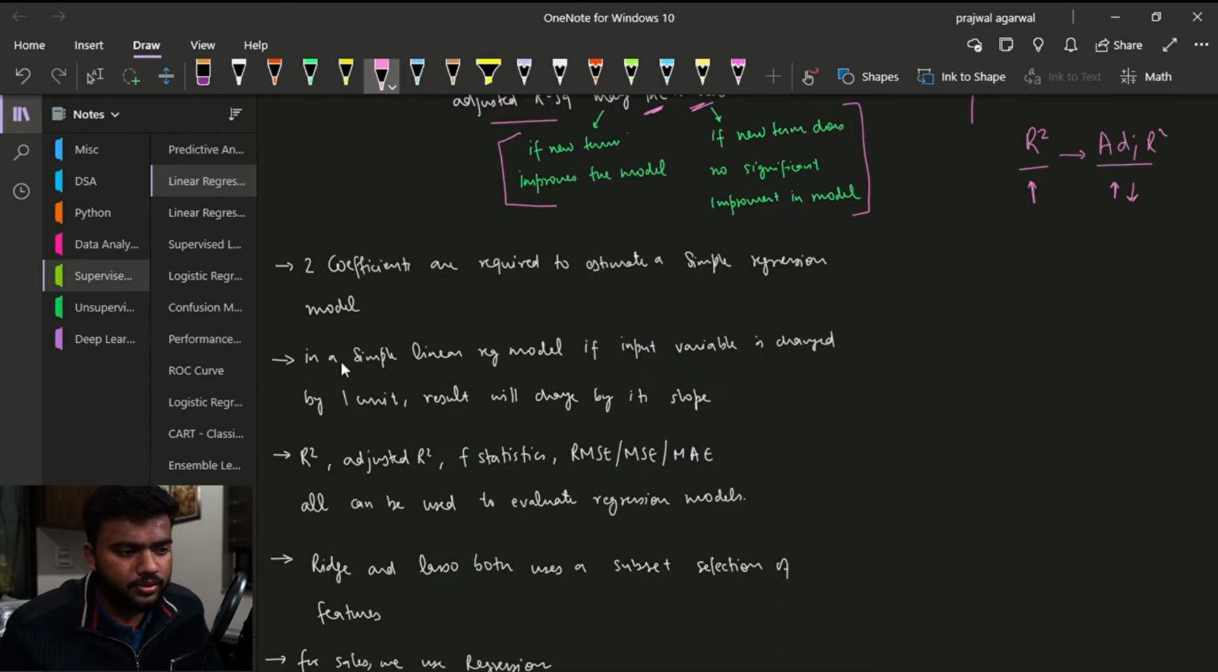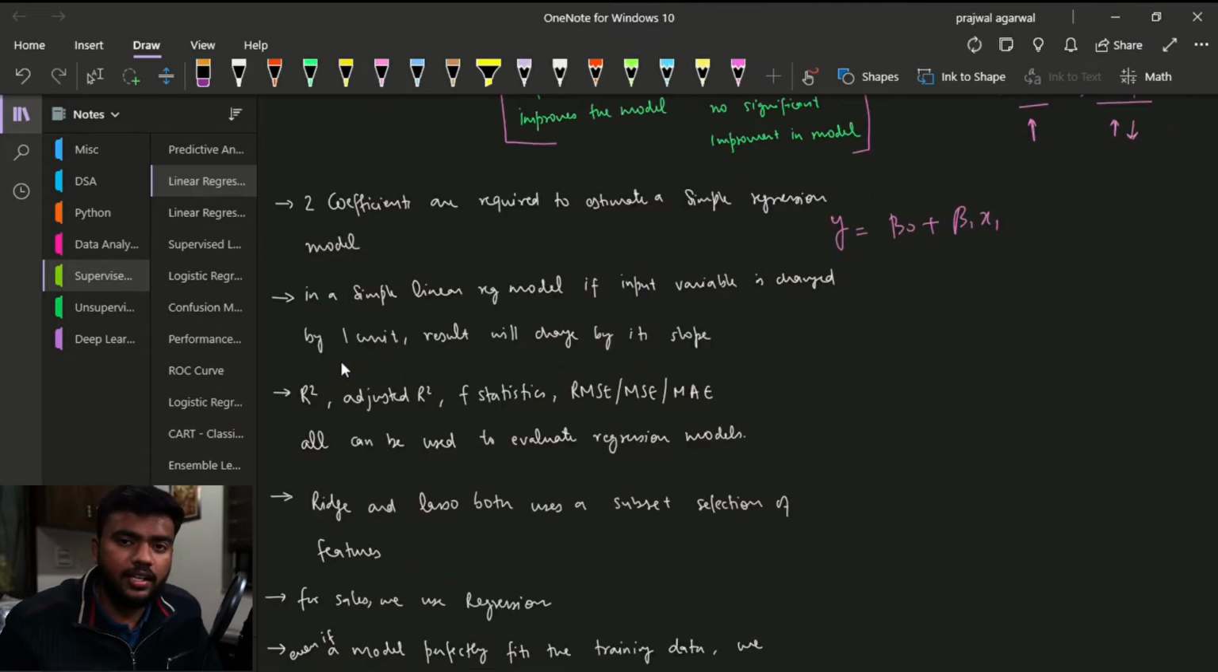All right, another point is, how many coefficients are there in a simple linear regression model? So if you remember the equation, we have b naught plus b1 x1, right? So there are two coefficients, very simple. Another thing is that in a simple linear regression model, if we change the input variable by 1 unit, then what will be its effect on the result?